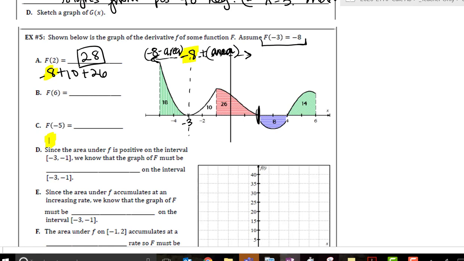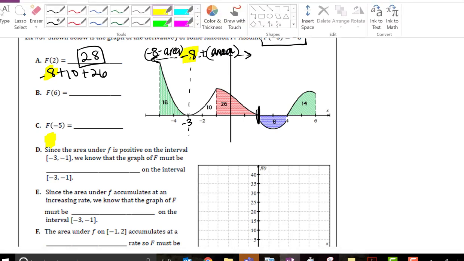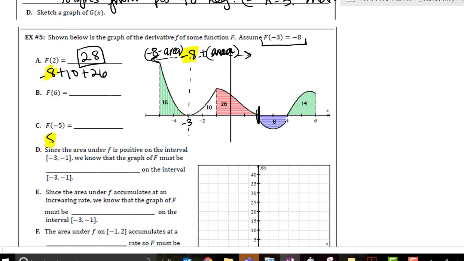For something like -5, we're still starting off with that -8, right? And then we're moving to the left, so we already know this, right? Like I said, this is literally 5th grade math with calculus added. We're adding that area to the left, which is 18. So we're subtracting 18 to get an output of -26.